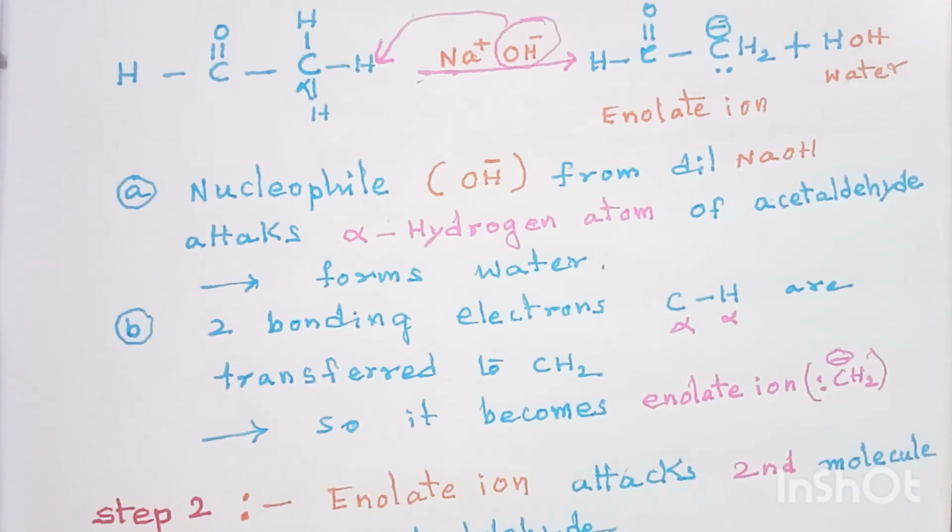Aldol formation is given by aldehydes and ketones which have an alpha hydrogen atom, and they give only a single product, that is aldol or ketol, and this product is formed by the addition of aldehydes or ketones having at least one alpha hydrogen atom. These are the main differences between the Cannizzaro reaction and the aldol condensation reaction.